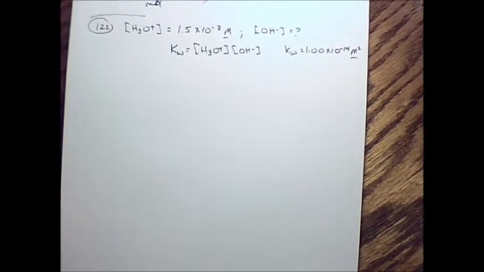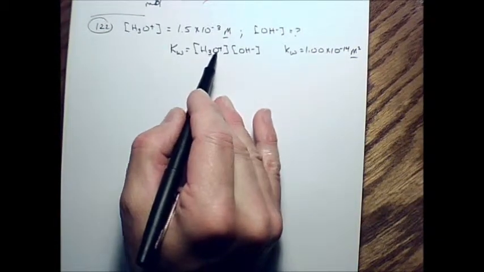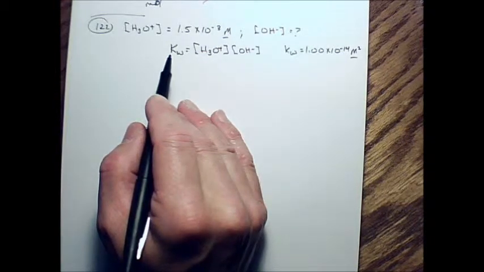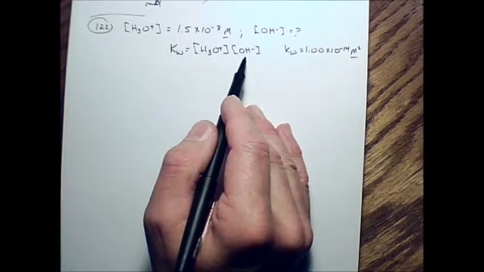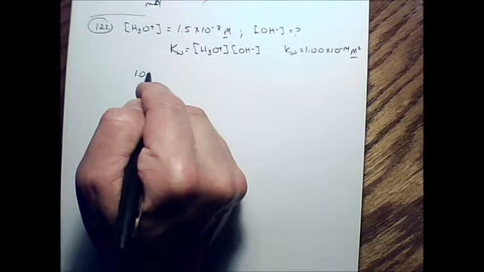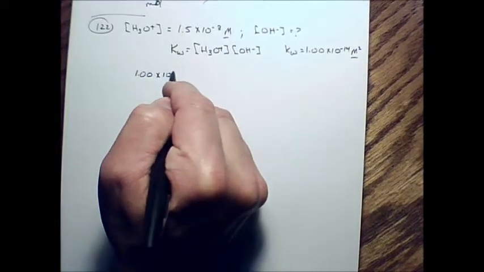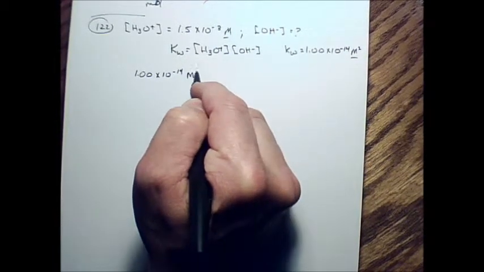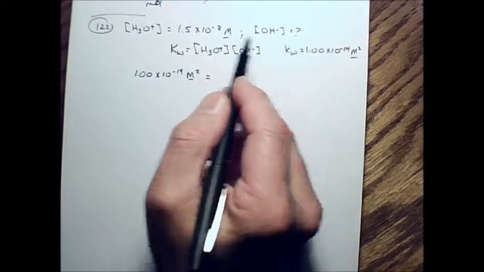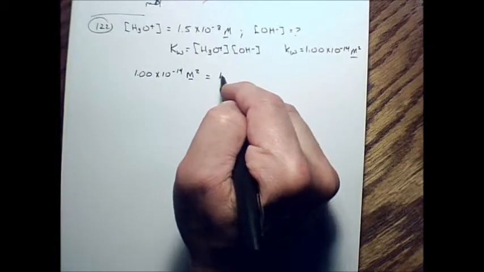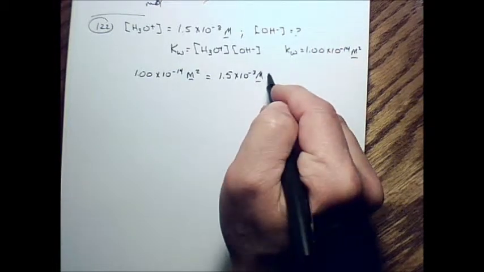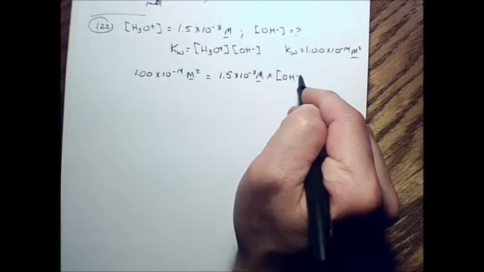So all we have to do is plug in the numbers. We've got the number for this symbol. We've got the number for this symbol. And using the same solution process we used for the gas laws, we just isolate our unknown. Okay, so let's put in our number for Kw. 1.00 times 10 to the negative 14 molar squared equals the hydronium ion concentration we know. The problem says it's this, 1.5 times 10 to the negative 3 molar. And that's times the hydroxide ion concentration.